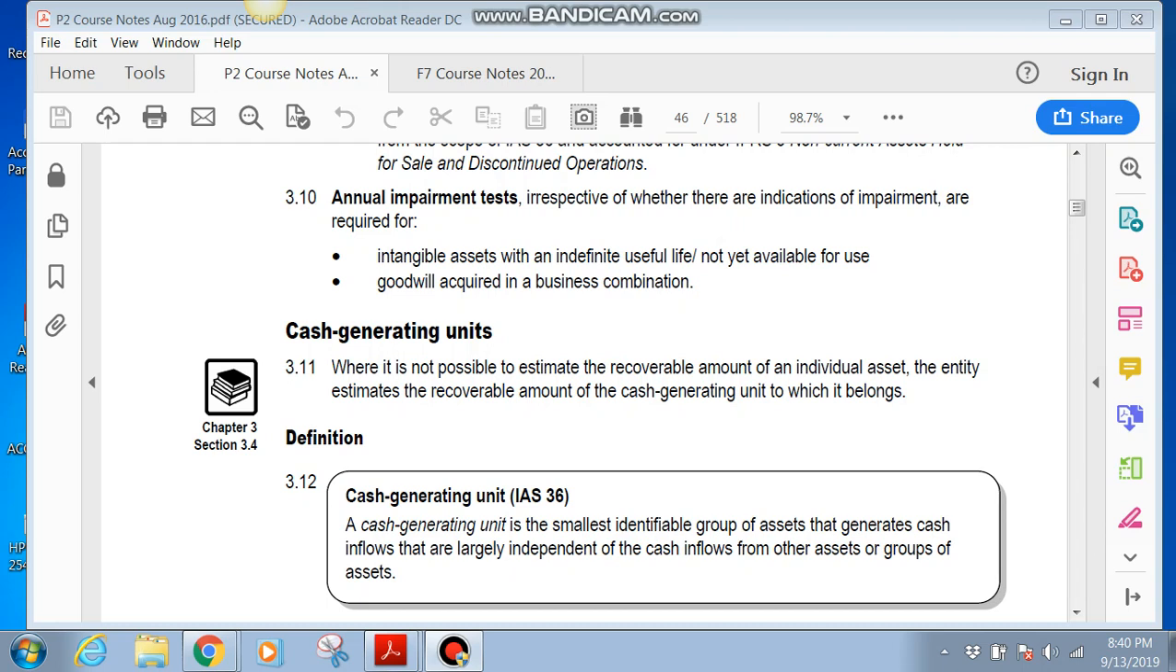We move to a cash generating unit. A cash generating unit, or a CGU in short, is defined as the smallest identifiable group of assets that generates cash inflows that are largely independent of the cash inflows from other assets or group of assets.